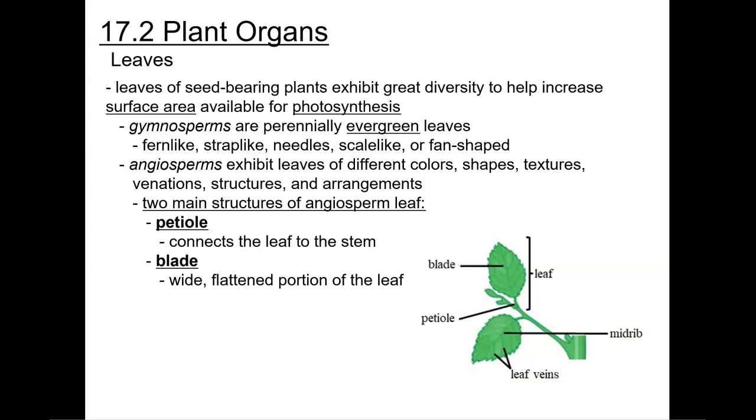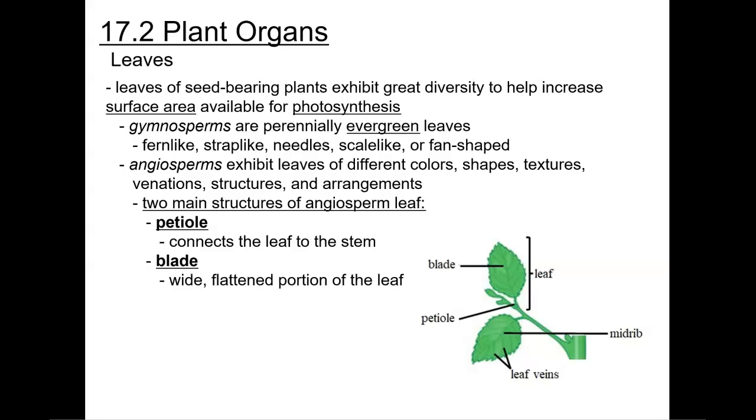The leaves of seed-bearing plants are going to exhibit great diversity to help increase surface area, which helps with photosynthesis. So the more surface area you have, the more photosynthesis it can perform. Gymnosperms are going to be perennially evergreen, so these leaves are going to be green all year long. This will be things like ferns, strap-like, needles, scales, and fan shape.